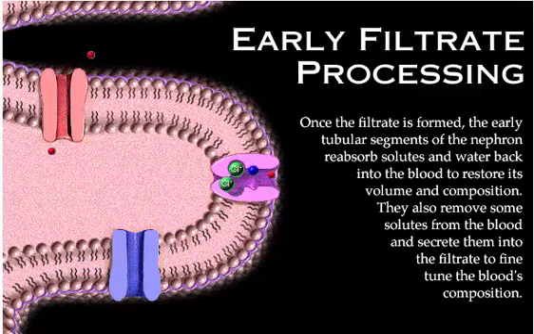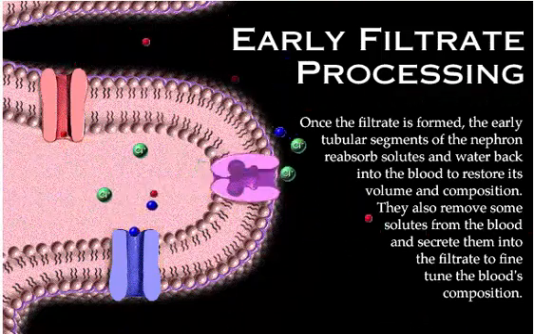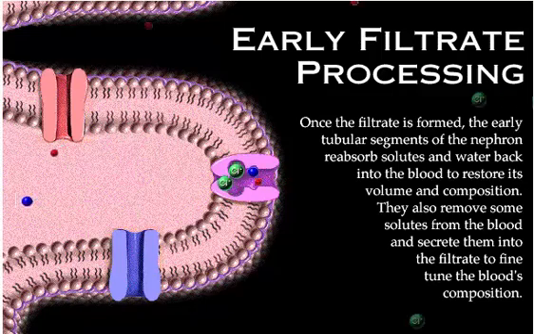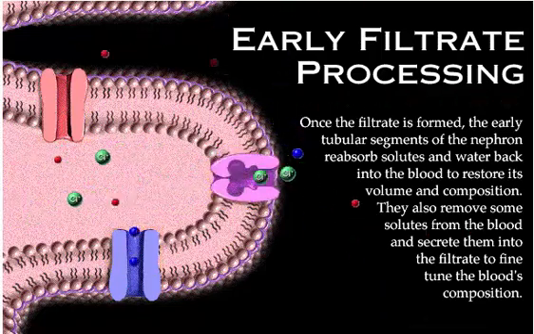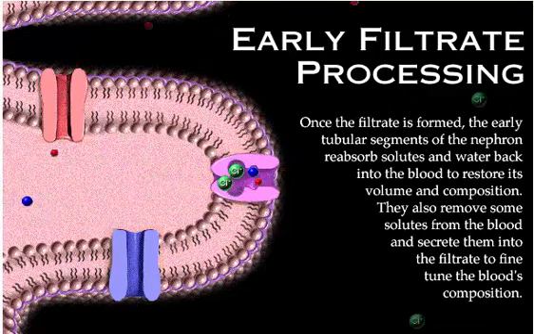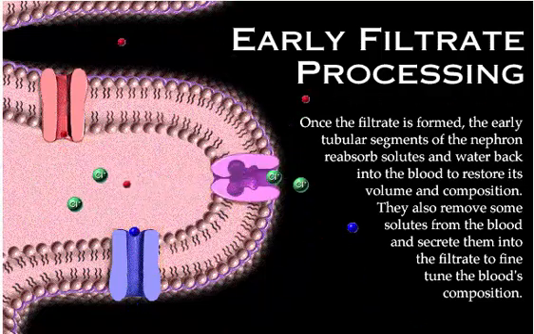Once the filtrate is formed, the early tubular segments of the nephron reabsorb solutes and water back into the blood to restore its volume and composition. They also remove some solutes from the blood and secrete them into the filtrate to fine-tune the blood's composition.